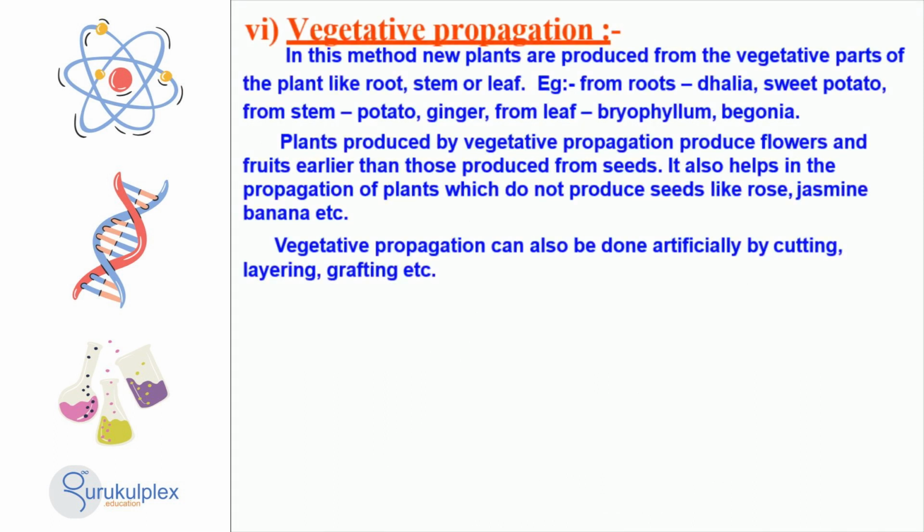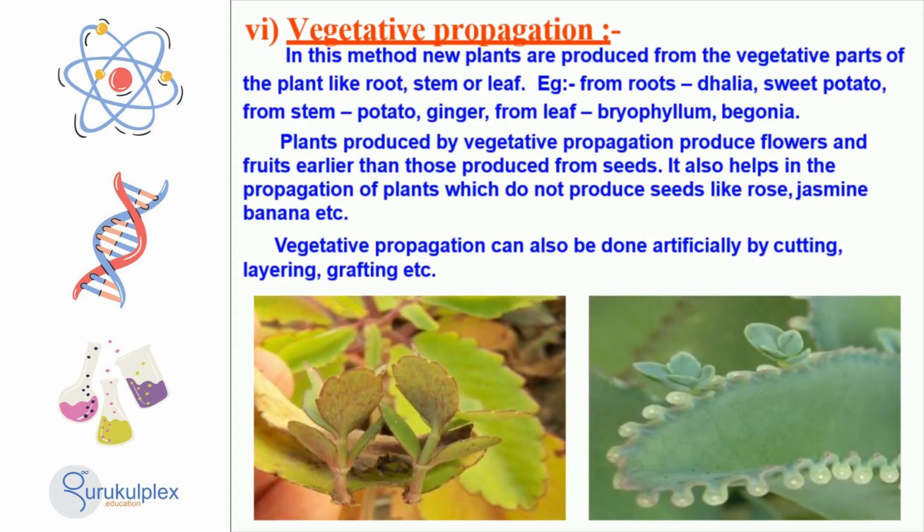Vegetative propagation is a technique used to generate new plants from different parts of existing plants, such as roots, stems and leaves. For example, dahlia and sweet potato are grown from roots, potato and ginger from stems, and bryophyllum and begonia from leaves.